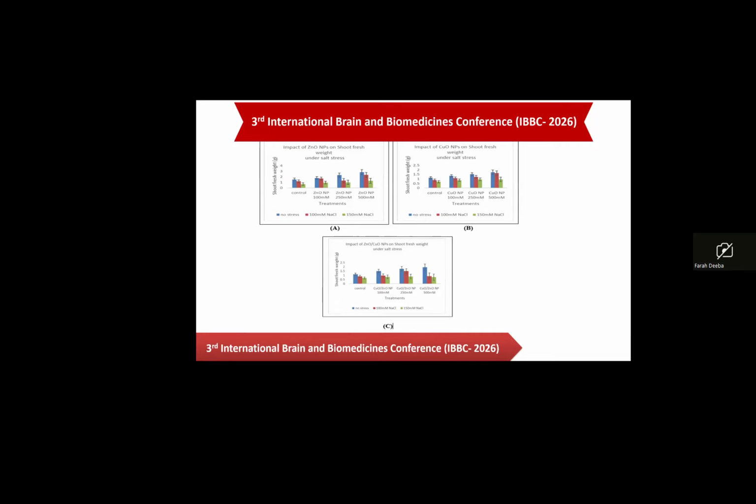Then we have also observed the shoot biomass, which is the fresh weight of the shoot, and it reflects the above-ground plant biomass. Salt stress reduced the shoot biomass, but nanoparticle treatment improved the biomass accumulation. As you can compare the results of the control with the nanoparticle. This improvement may be due to better photosynthetic activity, improved nutrient availability, and enhanced stress tolerance. Among the treatments, the higher nanoparticle dose showed a stronger positive response, indicating dose-dependent improvement in shoot growth.